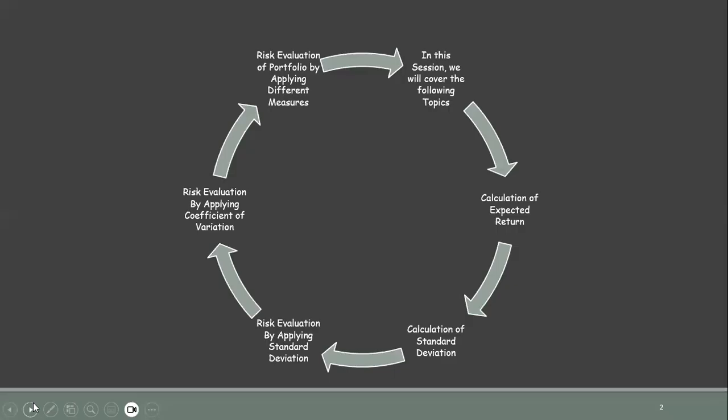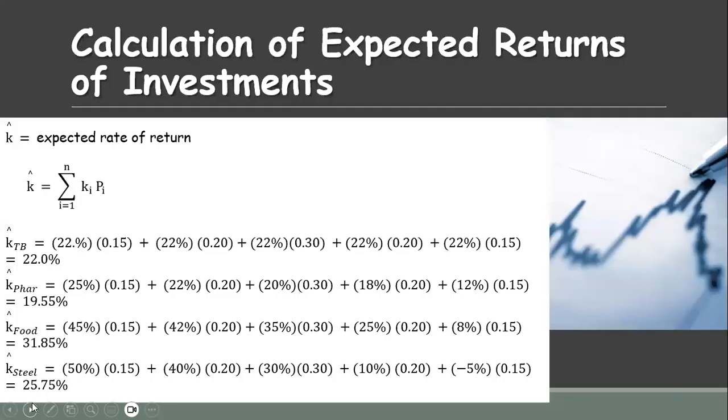In this section, we are going to discuss the calculation of expected return, calculation of standard deviation, risk evaluation by applying standard deviation, risk evaluation by applying coefficient of variance, and risk evaluation of a portfolio by applying the different measures. Now, first of all, we are going to calculate the expected return.